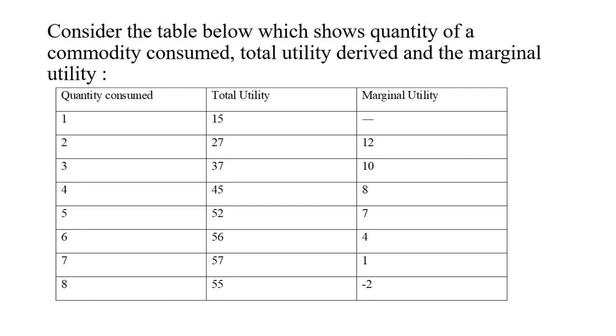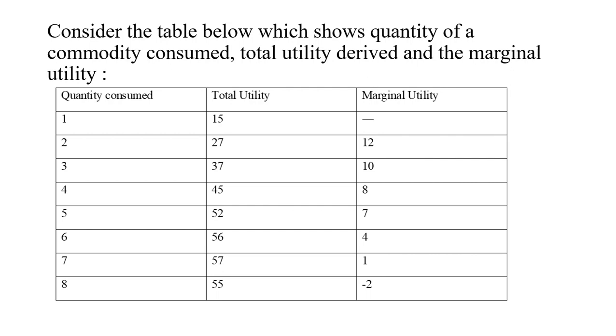If you move from 6 to 7, you realize the total utility increases from 56 to 57, meaning the marginal utility is just 1. As you move from consuming 7 to 8, the total utility actually decreases from 57 to 55, meaning there is a disutility. Utility has actually decreased, so we call it a disutility. So the marginal utility will be negative.